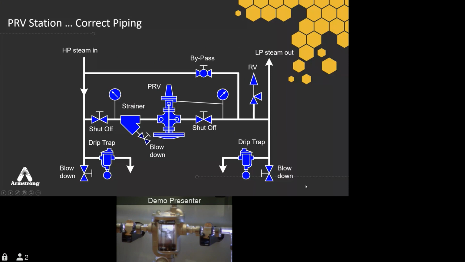steam leaking through. Your bypass valve up above should be a globe valve, something you can throttle. Again, a ball valve, absolutely not on the bypass. Go to a globe valve.